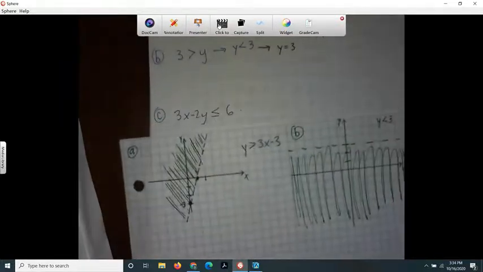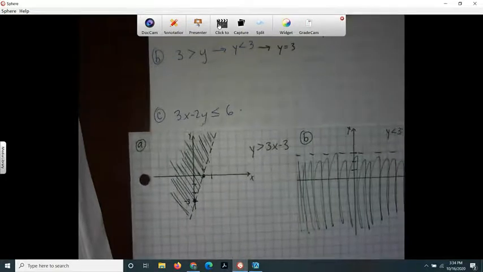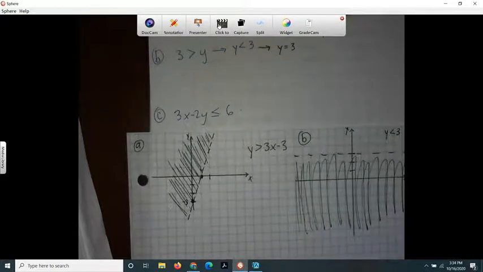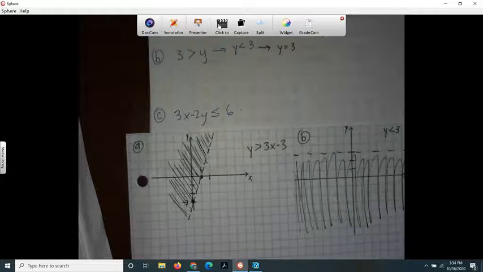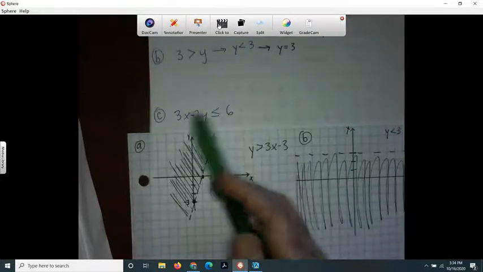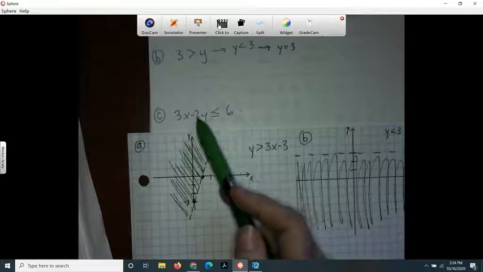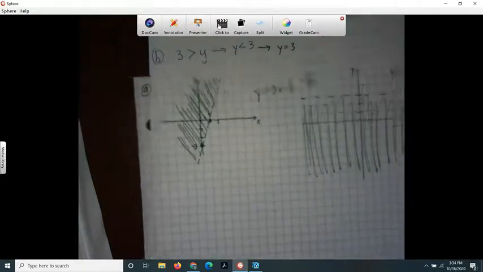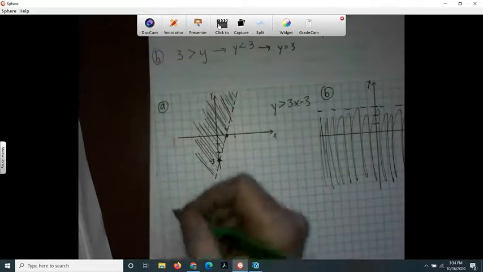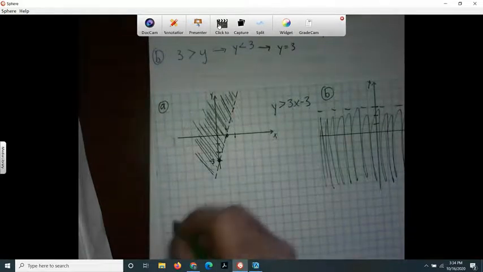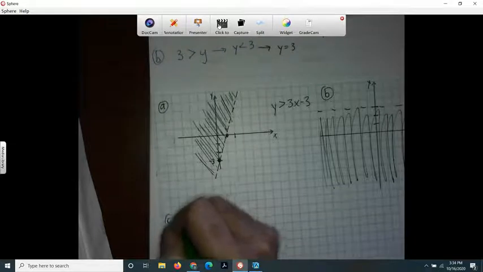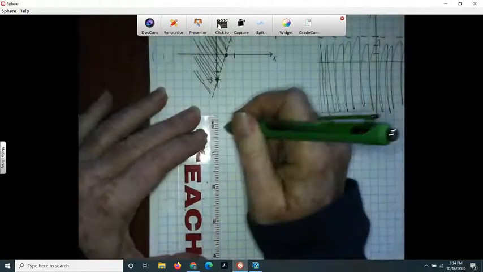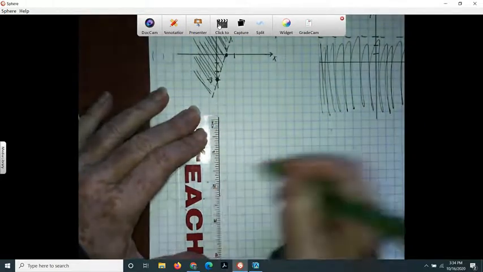And then letter C is 3x minus 2y is less than or equal to 6. On that one, I could put it in y equals form, but since 3 and 2 actually both go into 6, I'm not going to put it in y equals form. Normally, it would help to put it in y equals form, but I think it's very easy to graph without it. So I'm going to go ahead and get a graph. I don't really want to make it super big.